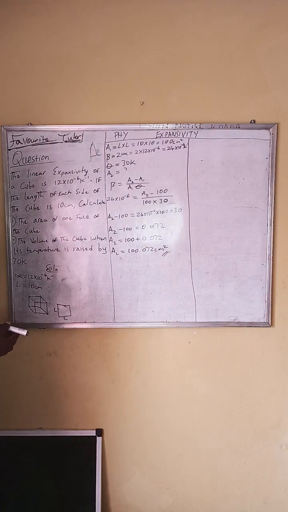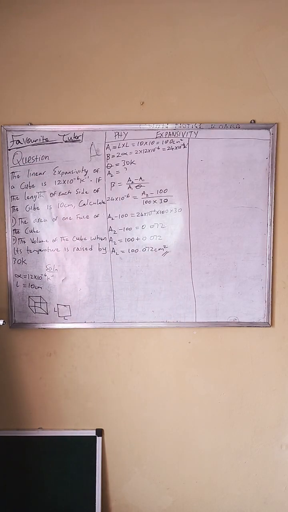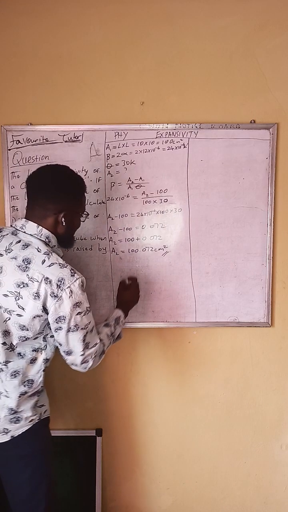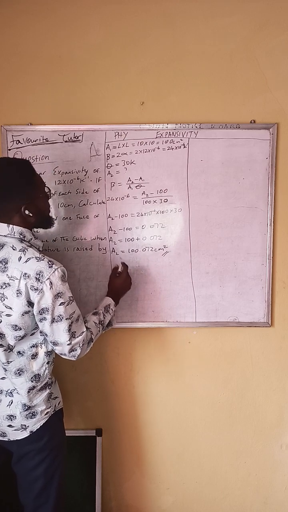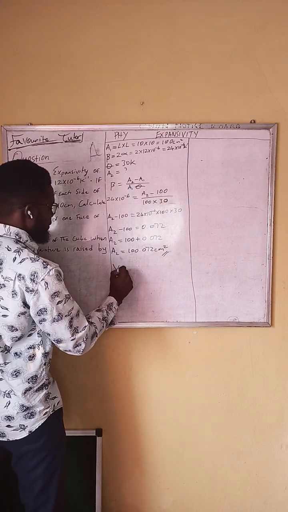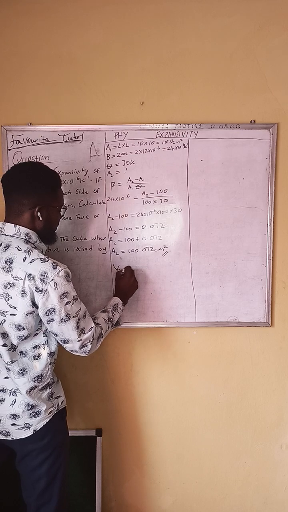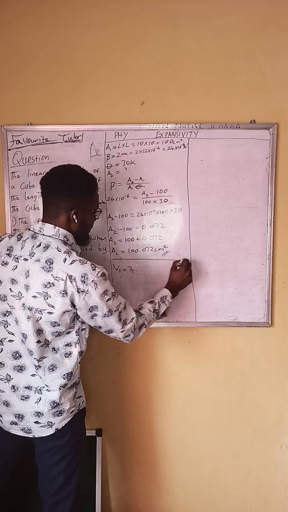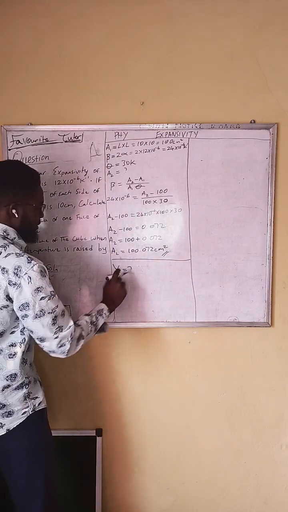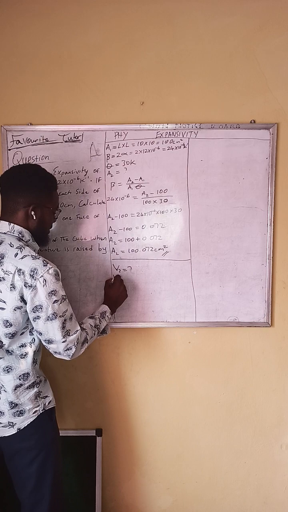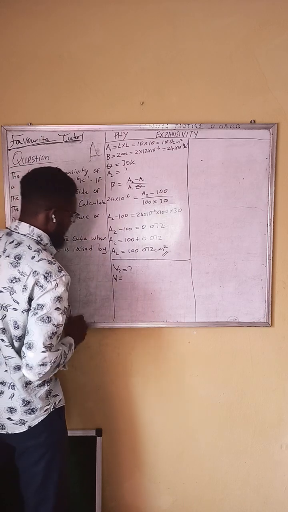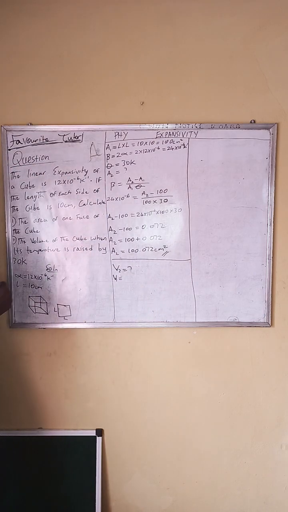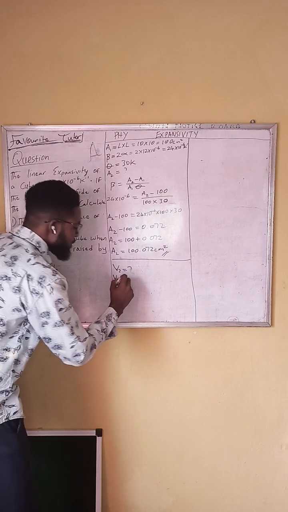Now, question 2 says the volume of the cube when its temperature is raised. So, volume of the cube. That means we are looking for volume 2. We also need to get volume 1. Volume 1 is the volume of the cube before the temperature is raised.